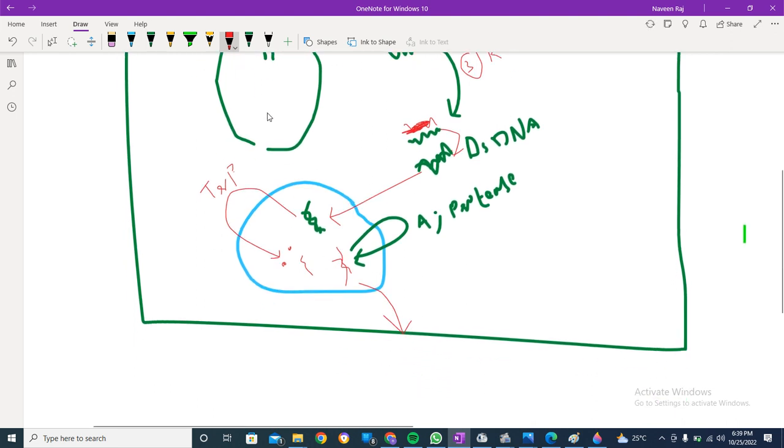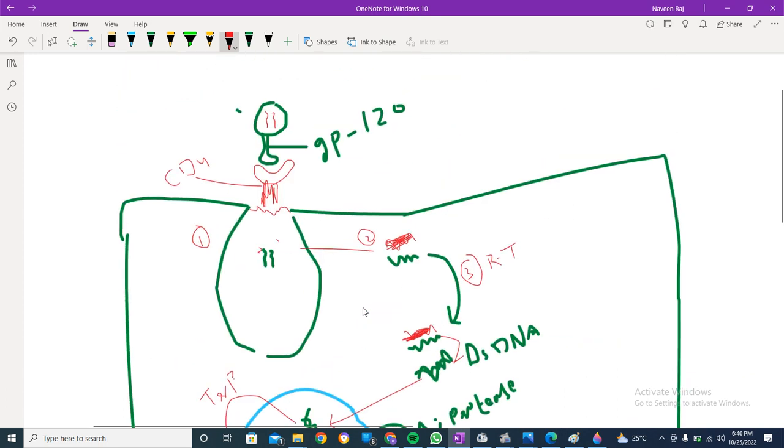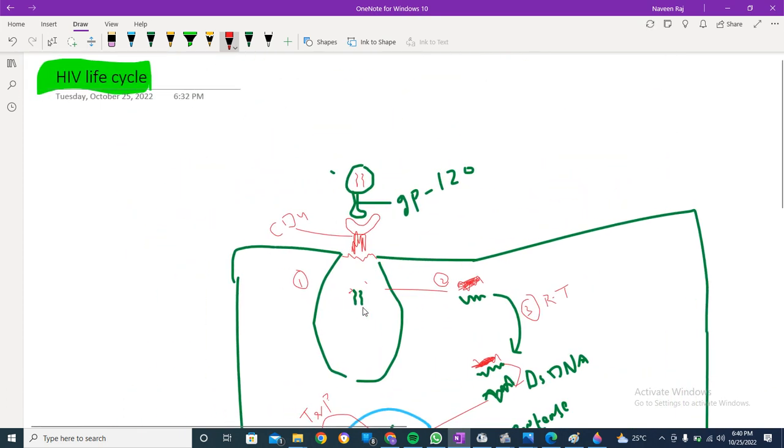Now what will happen next is that this will move here, and exocytosis will take place, and this will form like here, and the strands would be like this. The next thing would be the releasing. And how will it get released? It will form its envelope with the help of this, and it will get released, and now the destruction will take place. So I do hope you learned the life cycle of HIV.